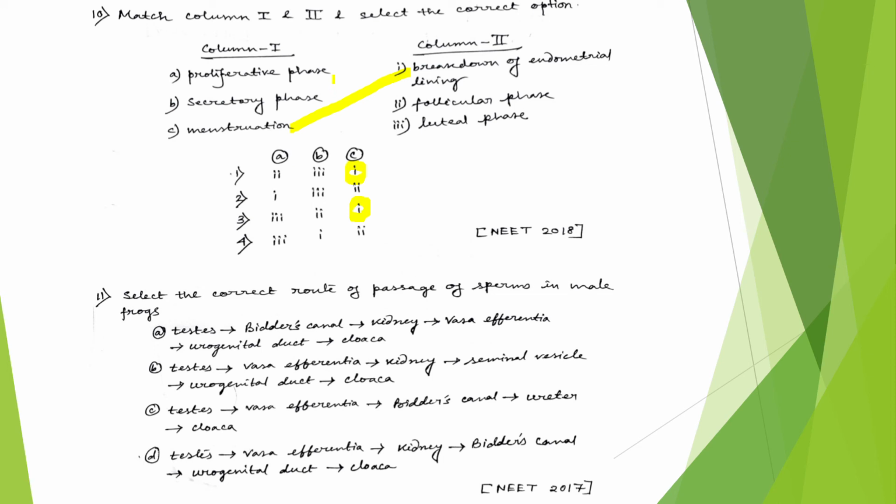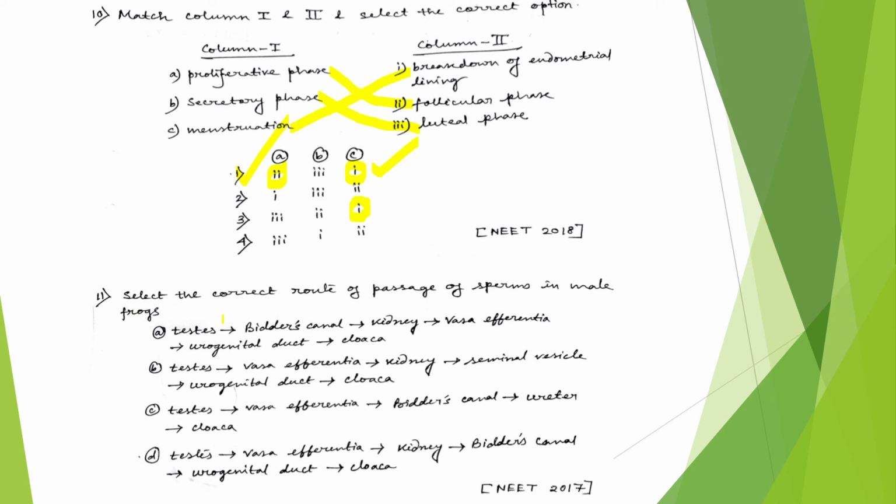Proliferative phase means where your ovarian follicles are getting made, so it will be the follicular phase. Option A will match with option 2. Here, option A is matching with option 2. So from matching these two options, you can say that the correct answer would be option 1. And obviously the secretory phase will match with the luteal phase. The next question is a similar kind of question we have previously done.